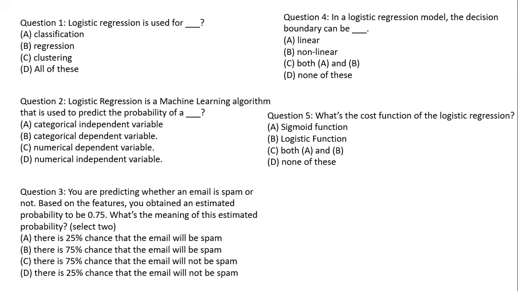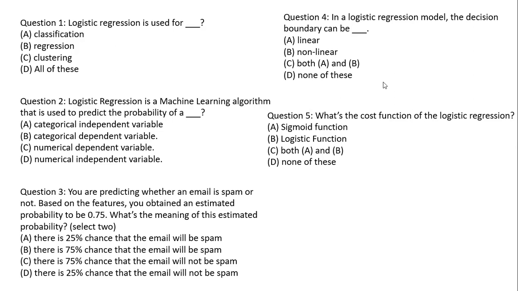You are predicting whether an email is spam or not. Based on the features, you obtain an estimated probability 0.75. What is the meaning of this estimated probability? Select 2. Obviously you have to select 2 because there are 2 classes, spam or not spam. So which 2 will you pick? B and D. Is that okay? So positive class 75, negative class 25. Okay.